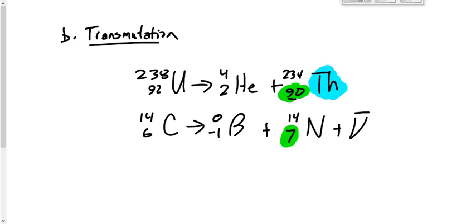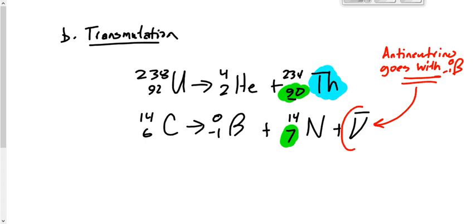The antineutrino goes with beta negative. Somebody this morning said, is it always with beta negative? Is there always an antineutrino with beta negative? Always. Every single time there should be an antineutrino with beta negative.